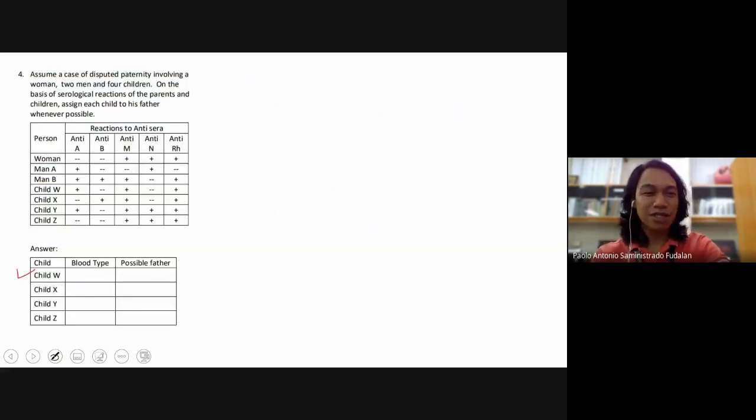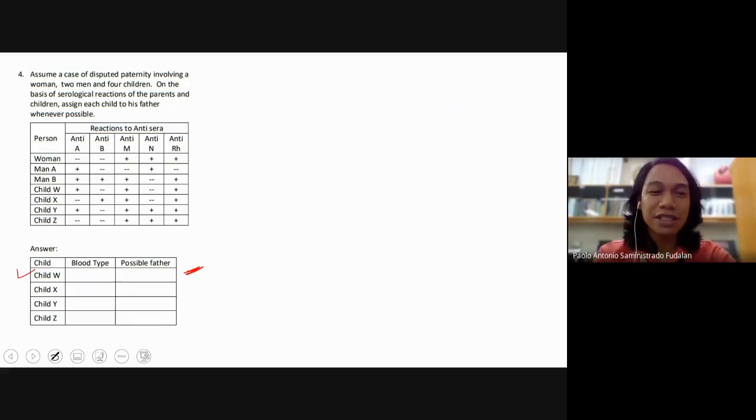Question number 4. This one is a bit simpler. ABO system. We know that A and B are co-dominant to each other, while O is recessive to both type A and type B alleles. MN, we know that from the book, if you've read your book, M and N are co-dominant. And Rh positive is dominant over Rh negative. All right. So here we have to figure out who is the father of a specific child, and we'll just figure out child W.